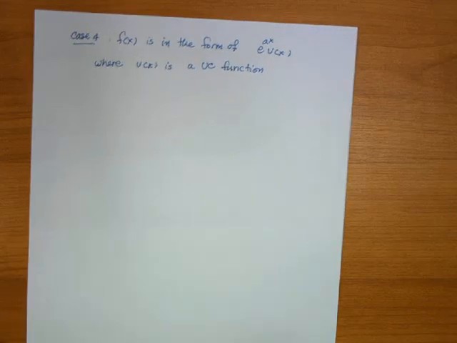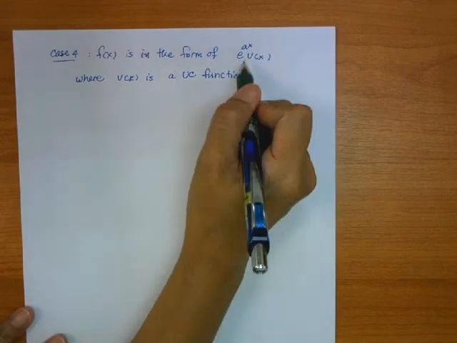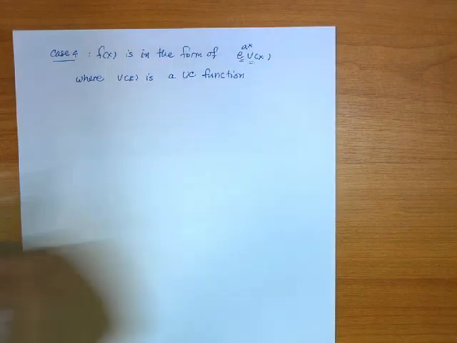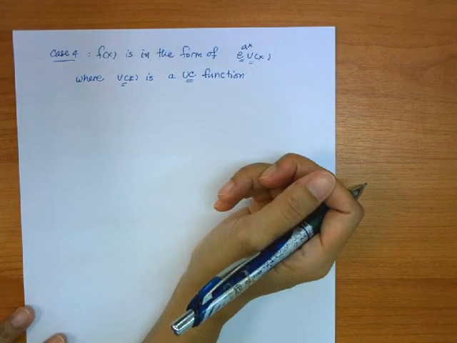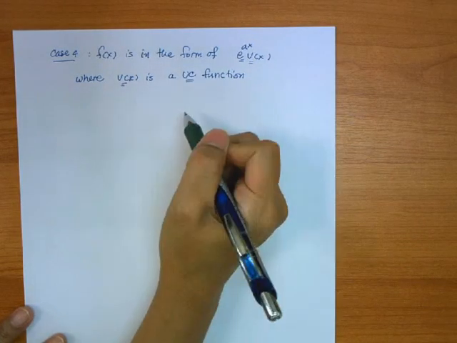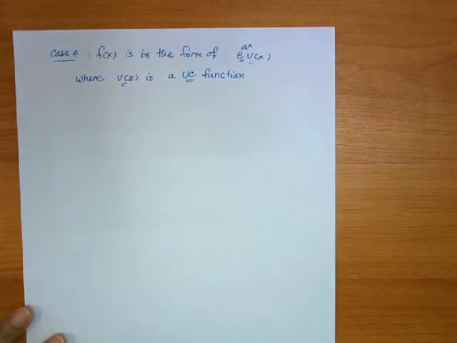Case 4 is when our f(x) is in the form of exponential of αx times v(x). And our v(x) has got to be the UC function. So what is the definition of the UC function? It's a function in the form of power x, right? And that power x has got to be a positive number. And it's got to be sine or cosine, and it's got to be exponential. So that is the UC function.